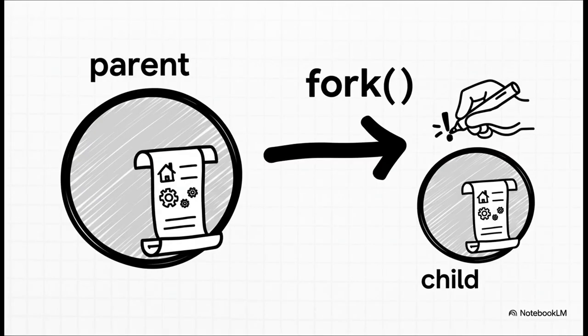Now, the child doesn't just get a copy of the parent's code, it also inherits the parent's environment. You can think of this like inherited family knowledge, a bunch of variables that tell the process where things are and how the world works. But crucially, once the child is born, its copy of that knowledge is its own. It can learn new things or change its mind, and it won't affect the parent at all.